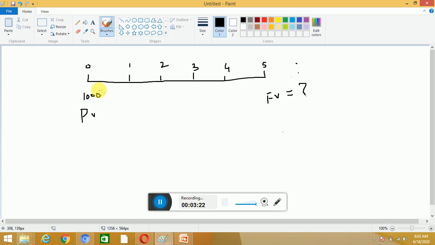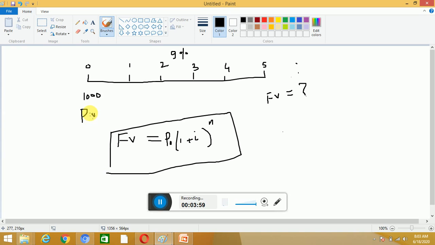That means only one amount was given, and the interest rate was given. Suppose 9%. Then we were using the formula: future value is equal to P naught (1 plus I) raised to the power, and we were calculating the value.